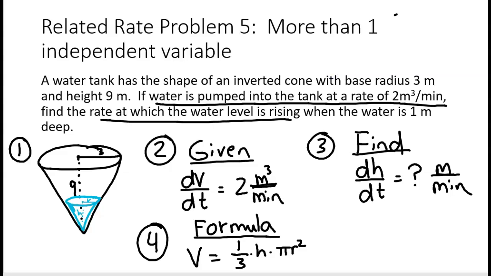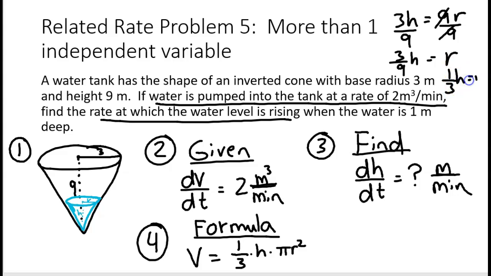So we had 3h equals 9r, right? Well, I don't want this r in my equation anymore. So I want to replace it. To do that, I need to find out what r equals. And to do that, all you need to do is divide both sides by 9. And you end up with 3/9 h, and we can reduce that to be 1/3 h. Okay? So I'm going to be replacing the r with 1/3 h.